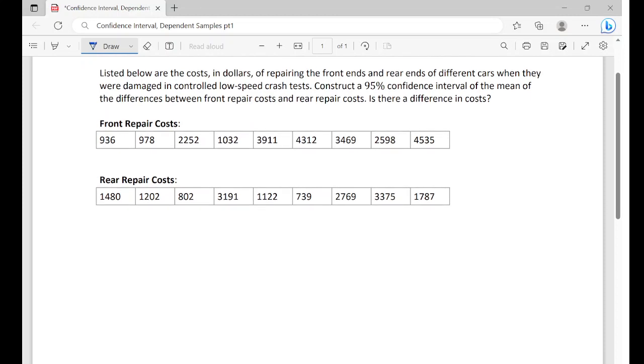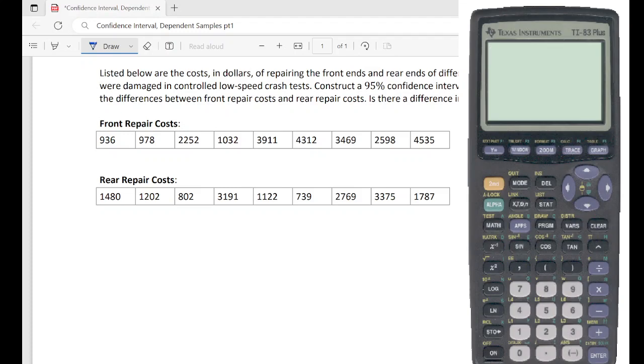So, first thing we're going to do here is we see that we have a bunch of costs for front end repair, and we have a bunch of costs for rear end repair. And we also need a 95% confidence interval. So what we're going to do is put all of our information into a calculator. Part of the numbers are going to be cut off here, but that's okay. I'll show you what's on it in the calculator.